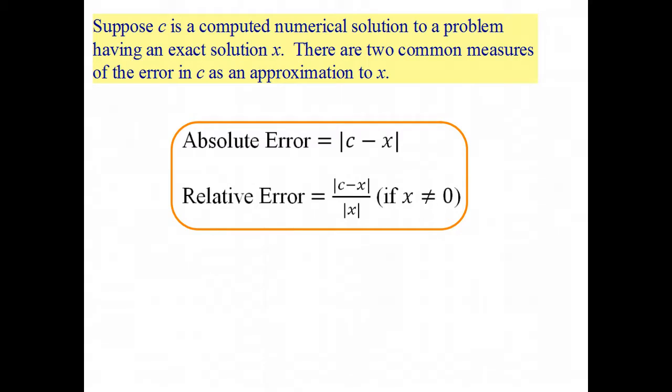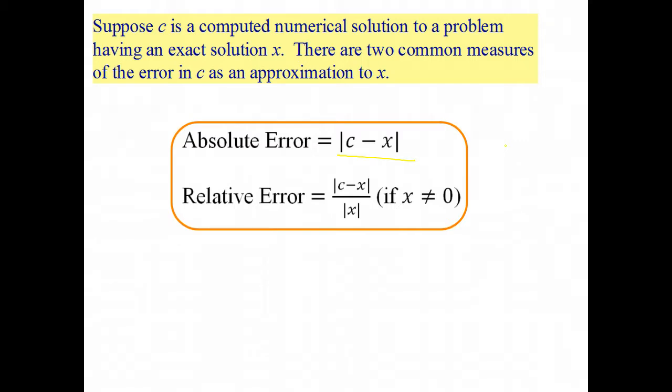There are two common measures of error that we're going to use to describe C as an approximation of x. There's the absolute error, and the absolute error is simply the absolute value of the difference between C and x. So whatever C is, subtract x from it, take the absolute value. That gives us the absolute error. So how far off are we?